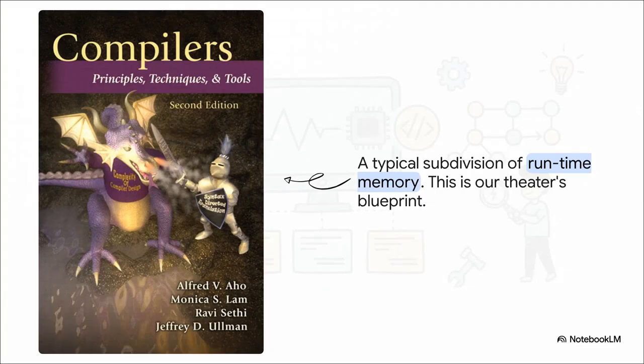And here it is. This is basically the blueprint for our theater. This layout is a classic concept in computer science. You can see it's broken up into a few distinct areas. We've got a space for the code, a spot for static data, and then these 2 dynamic areas that are always changing: the heap and the stack. Let's look at each one.